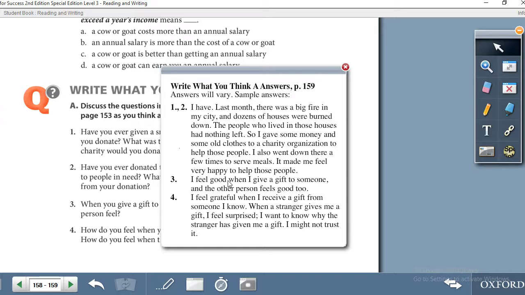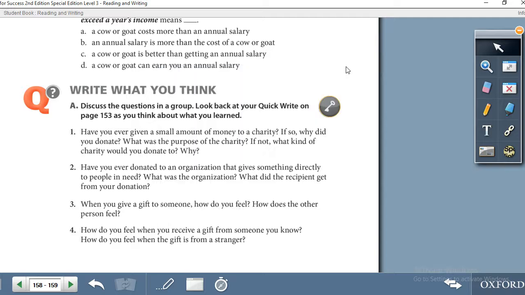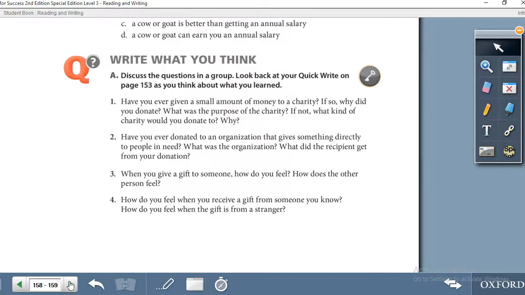Possible answer for number 3. Possible answer for number 4. So also remember, the answers will vary. These are just sample answers. Right, let us now move on to the next page.